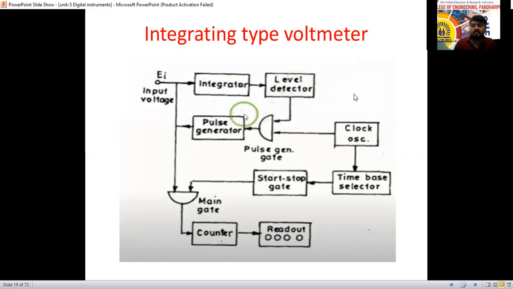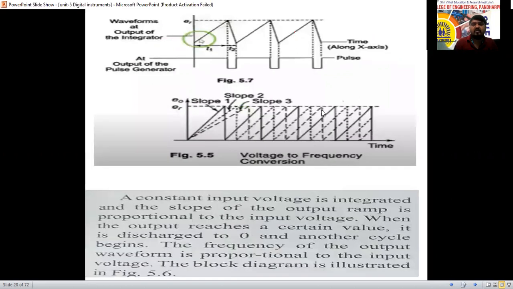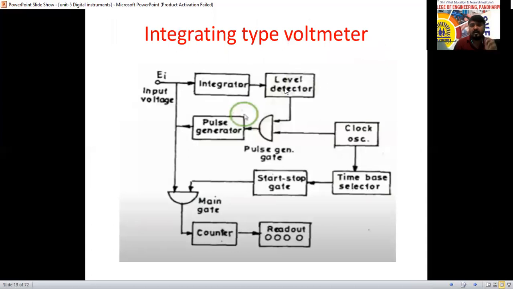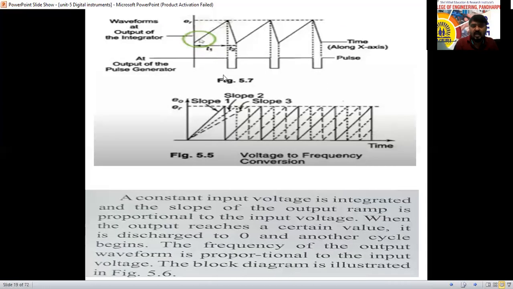So this is the block diagram. See here the waveforms we are going to use. At the start of the waveform we get the integrator output, which is compared in the level detector. After that it will start the output. See here it is going up. After reaching a certain value, the pulse generator goes off.